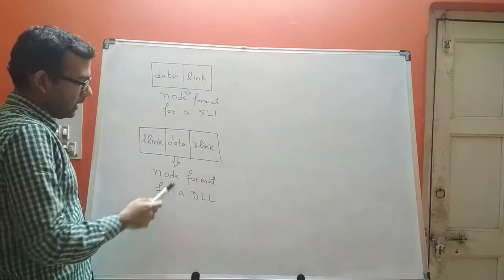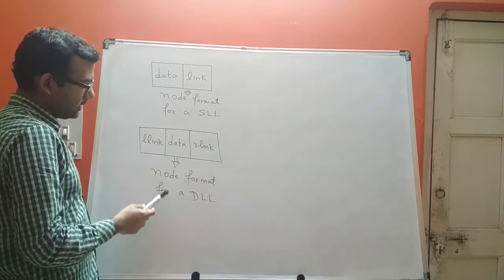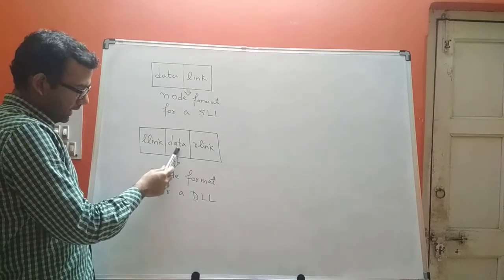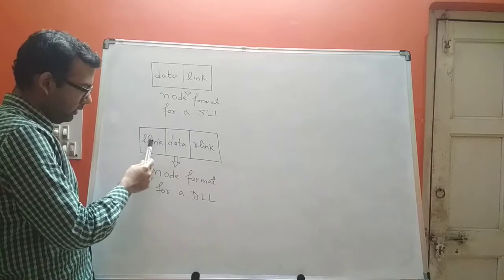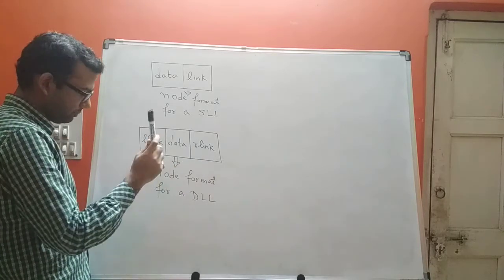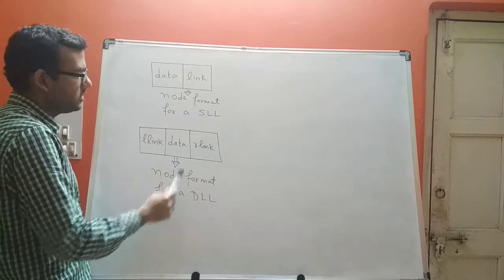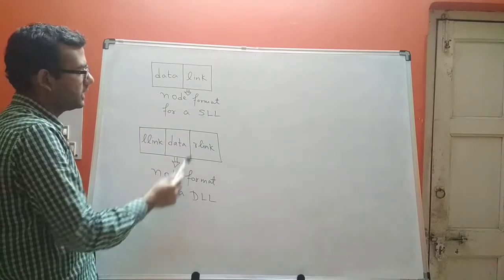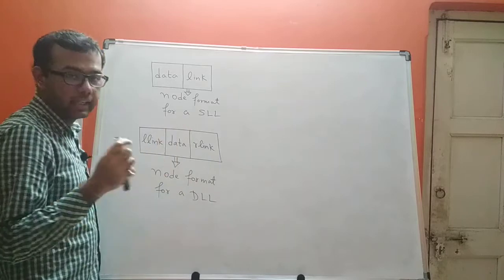link part. The node format for a doubly linked list is, it will have a single data part, but it will have two link parts. It will have a right link and it will have a left link. This is the distinguishing feature between a single linked list and a doubly linked list. A single linked list will have exactly one link part.